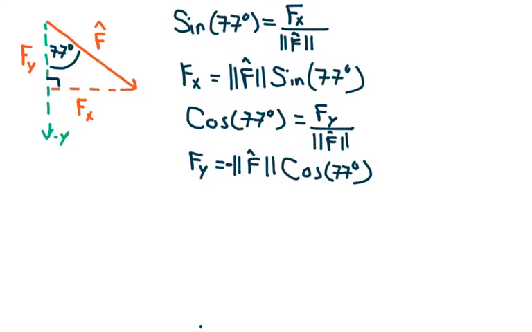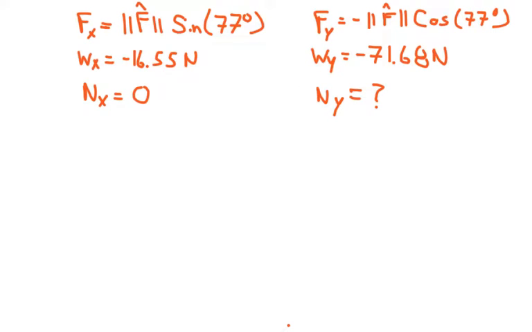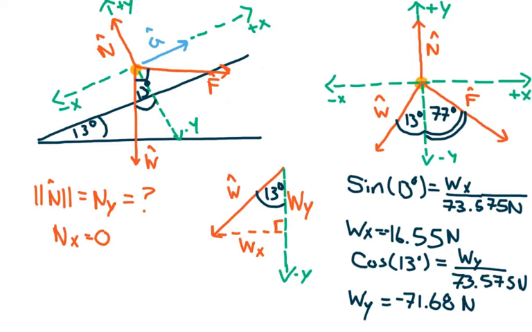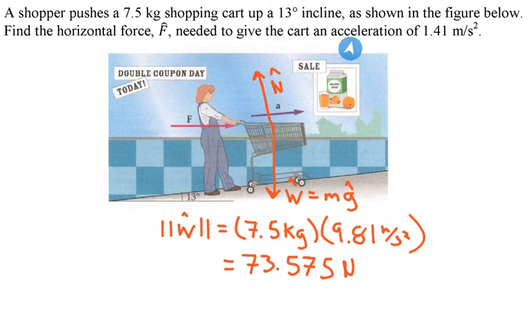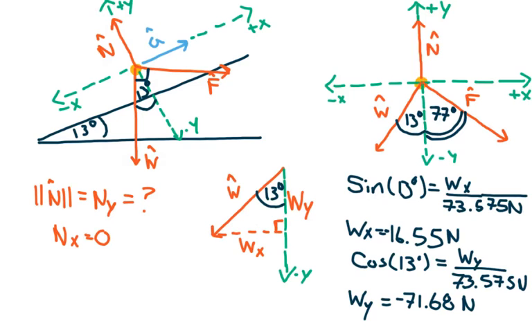Now let's just compile a nice list of all of my x components and all of my y components, and then we'll use the component forms of Newton's second law to finish solving. So here's my list. Okay, now if you think back to the problem, now we want to know what force is needed to give the cart an acceleration of 1.41 meters per second squared. And remember that the acceleration with the coordinate system that we have set up is along the positive x-axis. So in this case, we only need to solve using the x components of my forces.